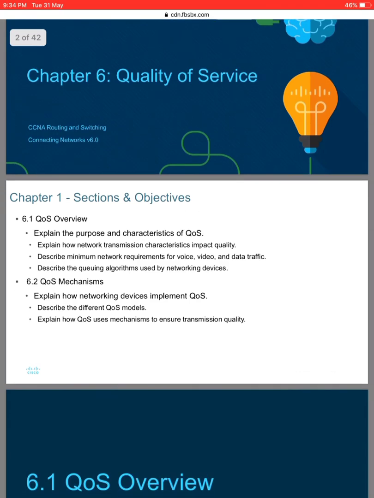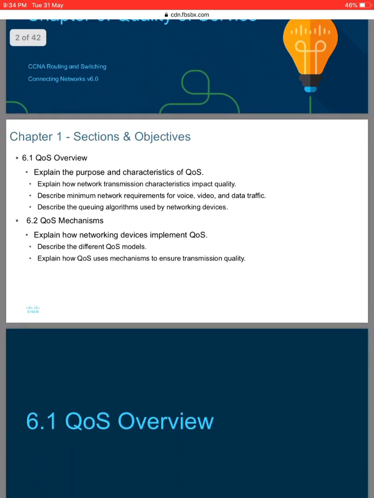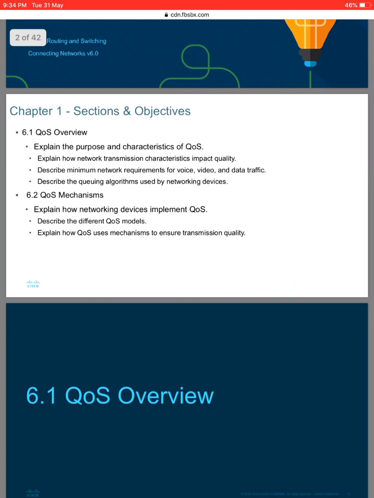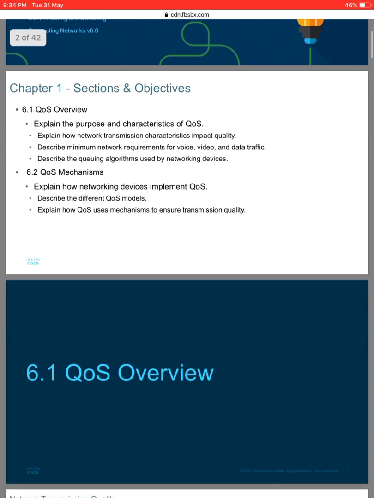So the chapter 1 section and objectives. 6.1 QoS overview. I explain the purpose and characteristics of QoS and explain how network transmission characteristics impact quality. Describe minimum network requirements for voice, video, and data traffic. Describe the queuing algorithms used by networking devices.